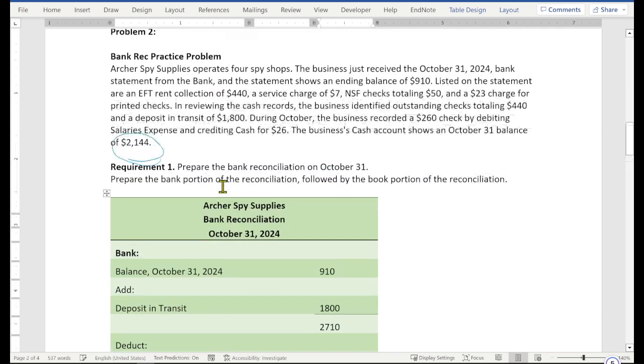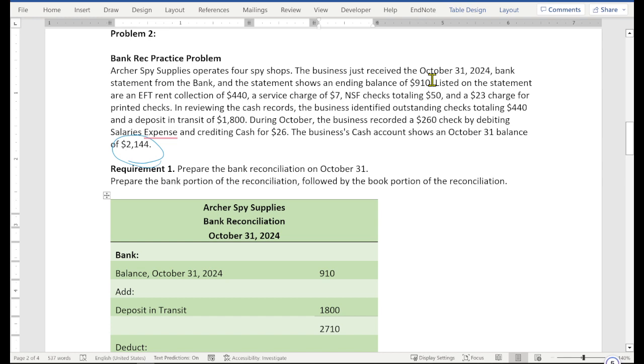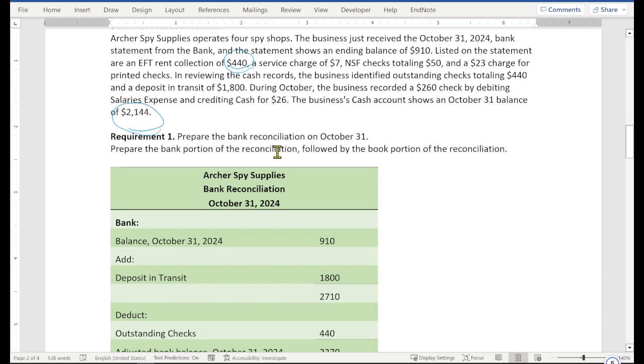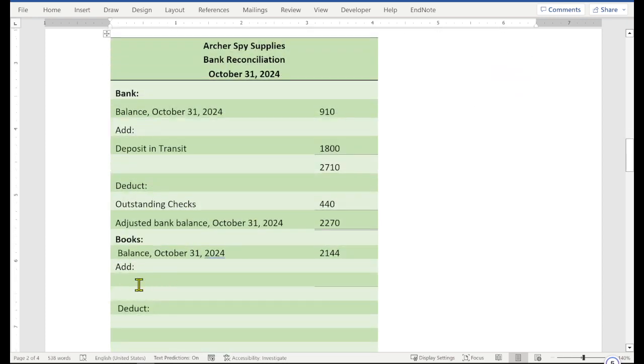All right, let's go ahead and start them. So I had said we're going to look at this whole section here because that is giving us everything that was on the statement that the accountant noticed and said, hey, I didn't record those yet. And the first one is electronic funds transfer of rent collection. So the bank collected $440 from a customer directly, so electronically. And so we're just going to write that in there as a collection that we didn't record yet, and we need to include.